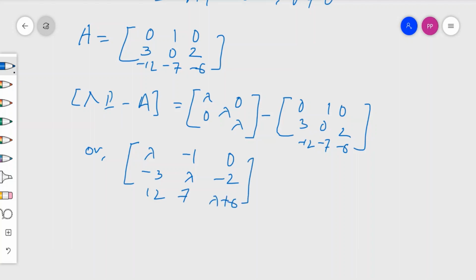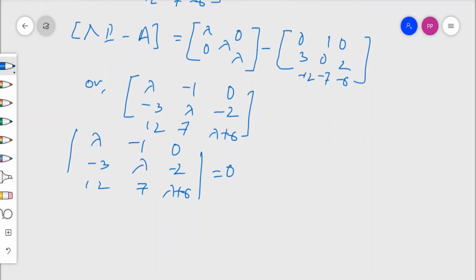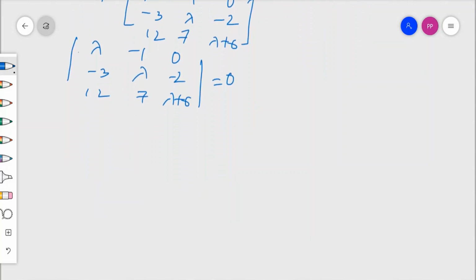So once we take the determinant of this, we can have the determinant of lambda minus 1 0, minus 3 lambda minus 2, 12 7 lambda plus 6, equal to 0. So I advise the viewers to please pause the video and try the problem yourself, so that you can understand the nitty-gritty of the problem while solving it in real time with pen and paper.